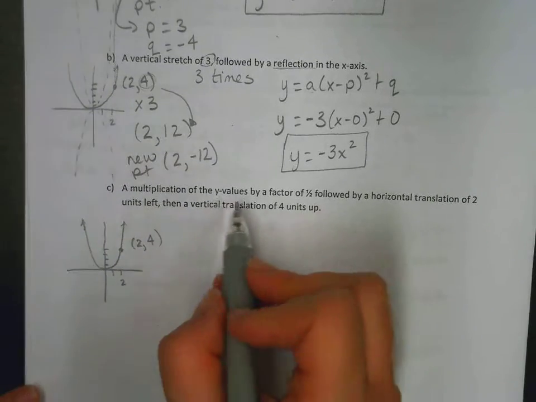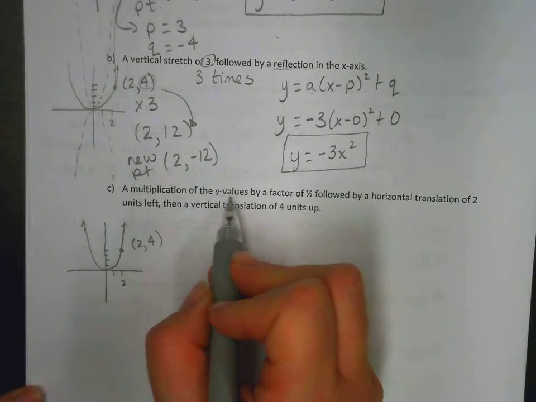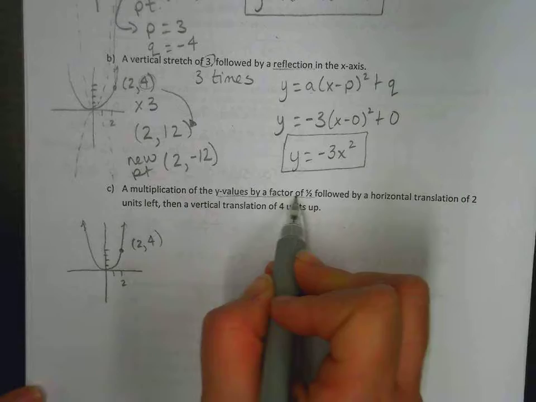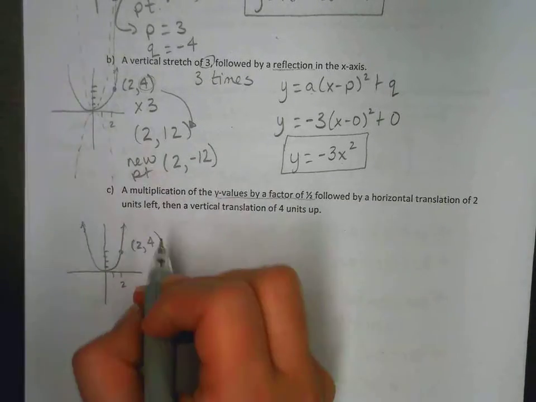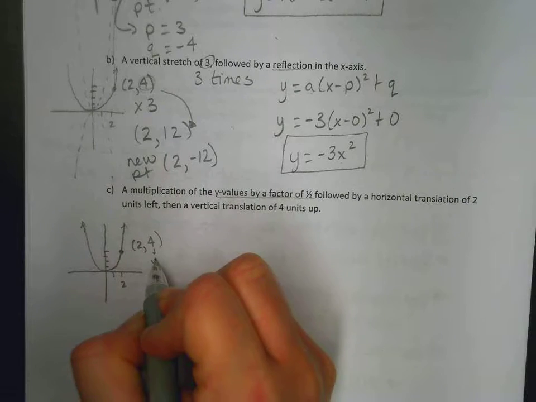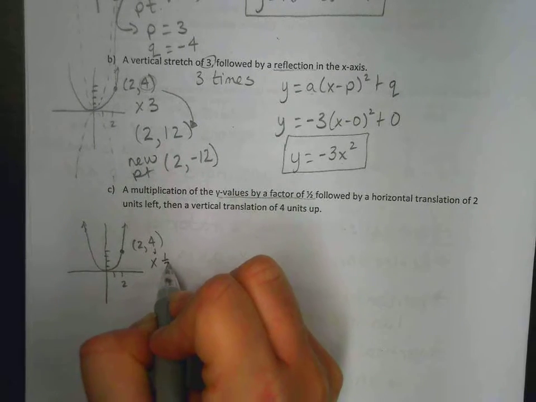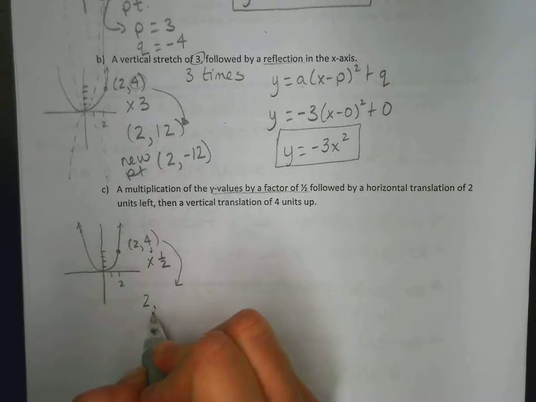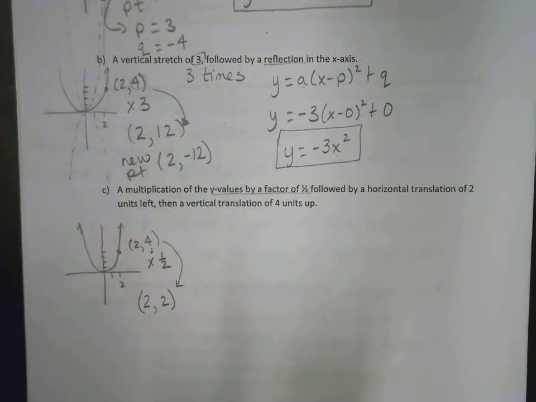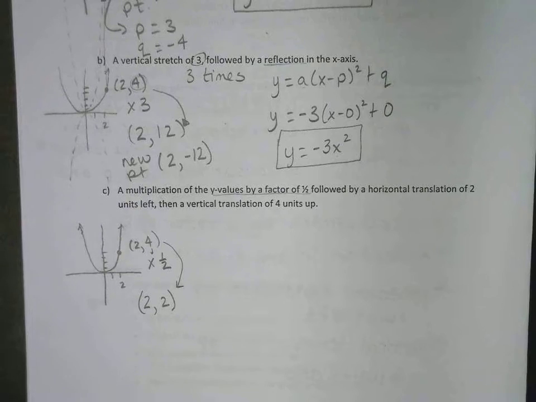So a multiplication of the y values by a factor of 1/2. So that's doing exactly what this is saying. This is like a stretch of 1/2. So I'm going to take my y value, I'm going to multiply it by 1/2, which would then give me (2, 2). So that would be my first transformation.